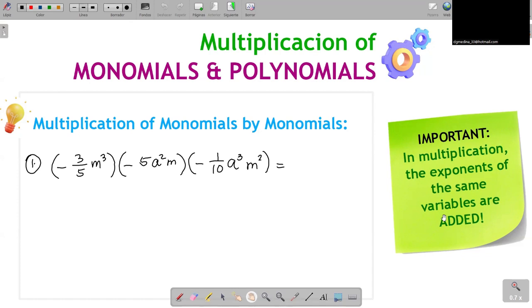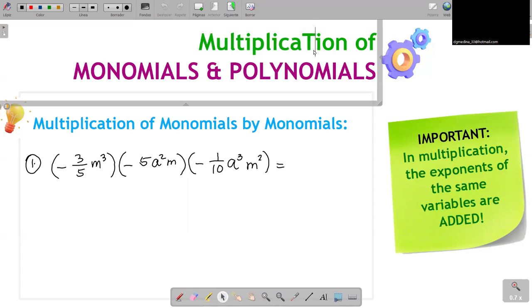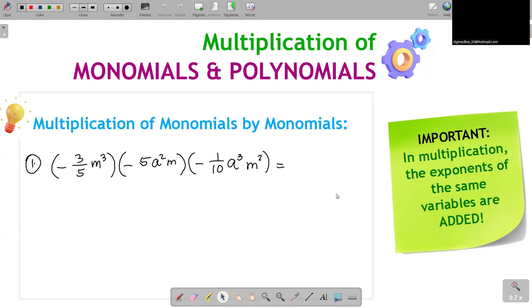Remember guys that in multiplication, okay, sorry, it says multiplication. It's a little blooper. Now, multiplication of monomials. It's important to remember that in multiplication, when we multiply the equal variables or equal letters, we have to add the exponents. Remember that we have to associate the multiplication with addition always, okay? So in this first part, we have the multiplication of monomials by monomials.